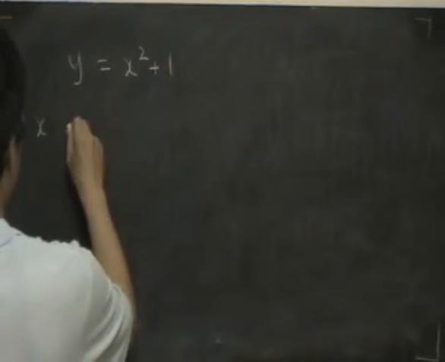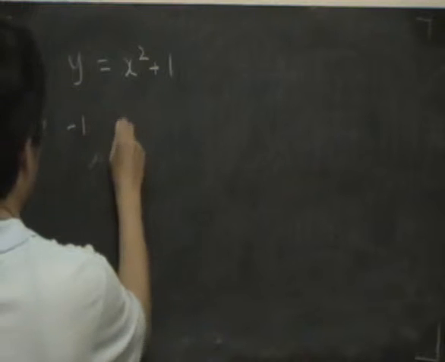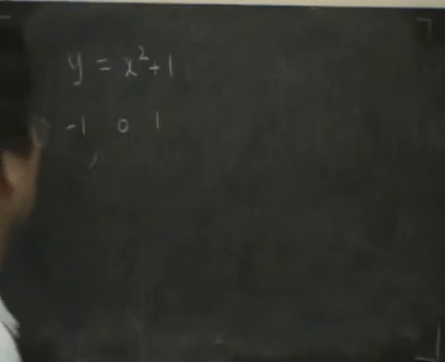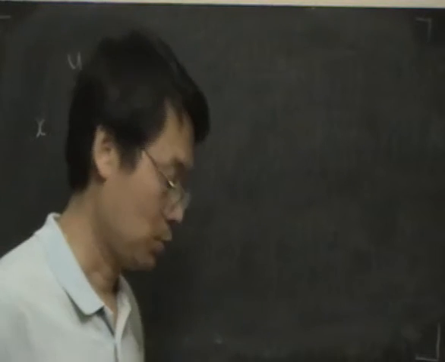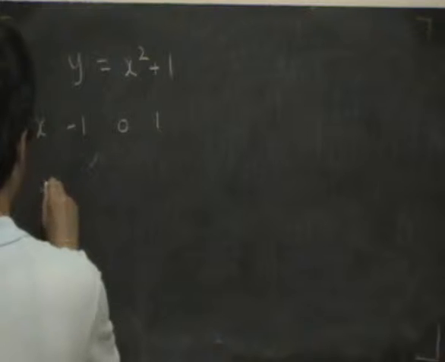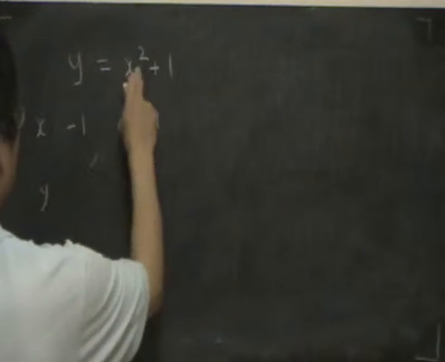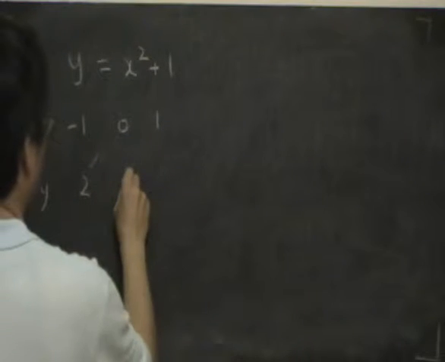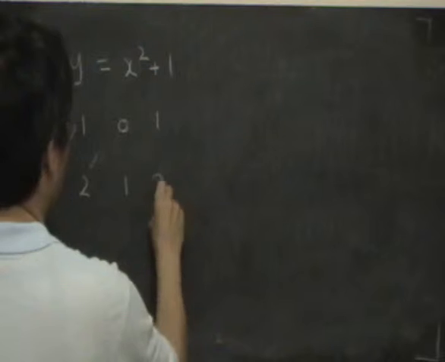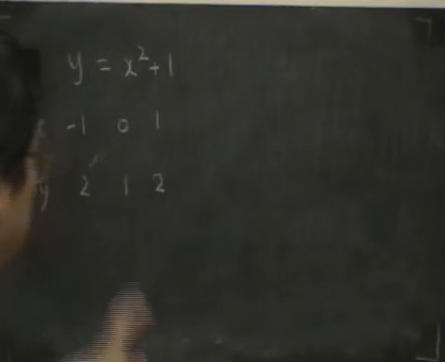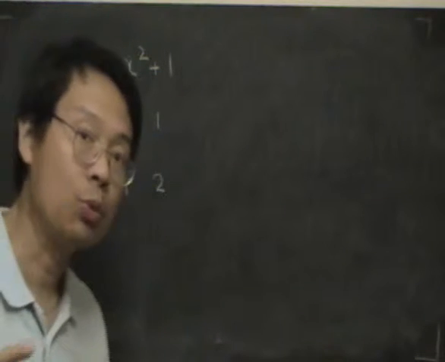So let's say x is minus 1, 0, 1. Okay? And let's say y, I can find from the equation, it would be 2, 1, and 2. Right, if I plot this, I would not get a straight line.